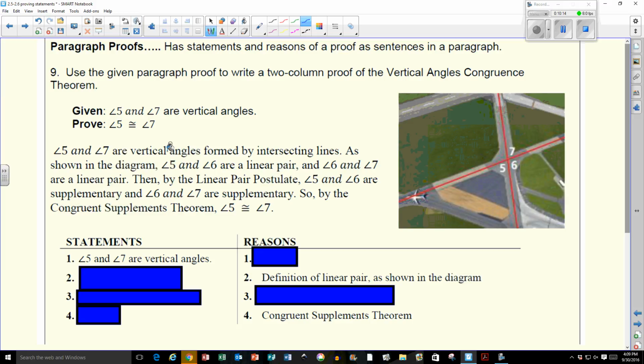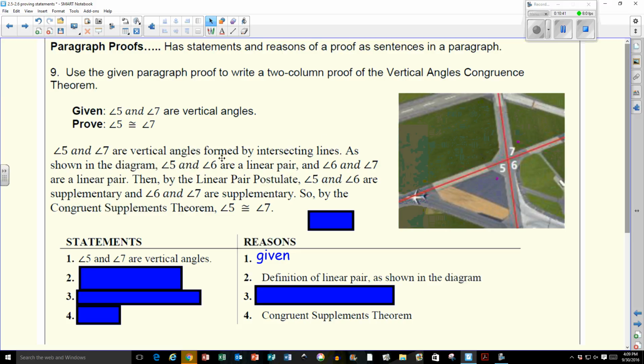Same thing, it's just like making statements. Again, a two-column proof is so much easier to follow. So over here in this picture, we've got angle 5 and 7 are vertical. So if angle 5 and angle 7 are vertical, then that's what's given. Angle 5 and angle 7 are vertical angles formed by intersecting lines, as shown in the diagram.